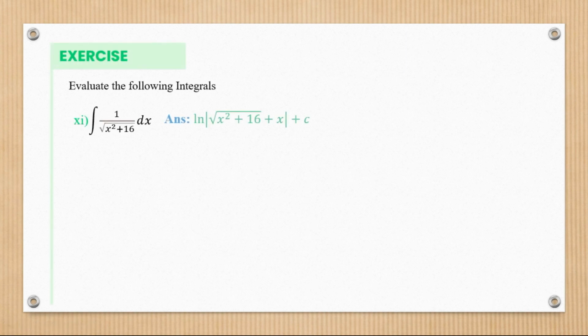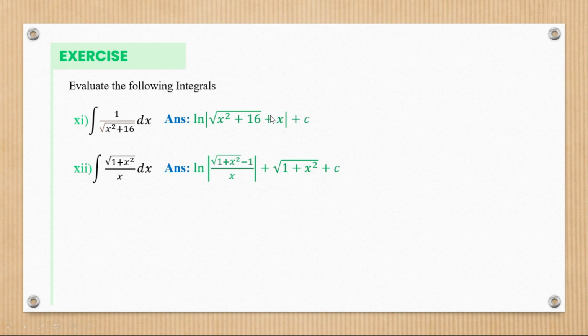And now the questions continue. There's question 11, and then there's question number 12. These ones also have answers on the right hand side of each one that you can compare with what you get. So try this out and get better at trigonometric substitution using the tangent.